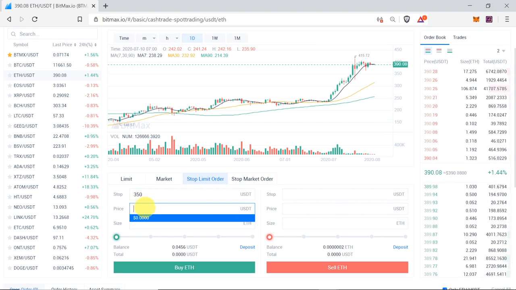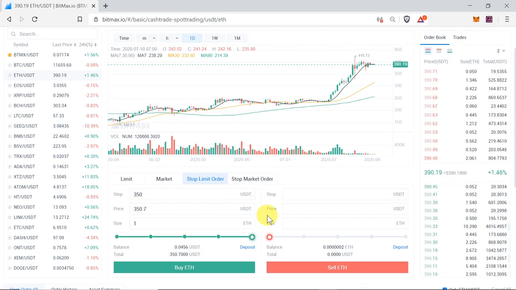I would recommend using a price to buy to be a little bit higher than our stop, because that means our order would trigger pretty much instantly. Let me explain it on the order book. Let's say I'm going to set a price of 350.7. So I want to buy Ethereum for 350.7, and then I want to buy 1 Ethereum.